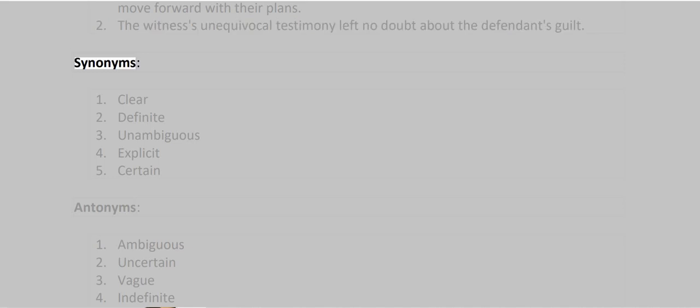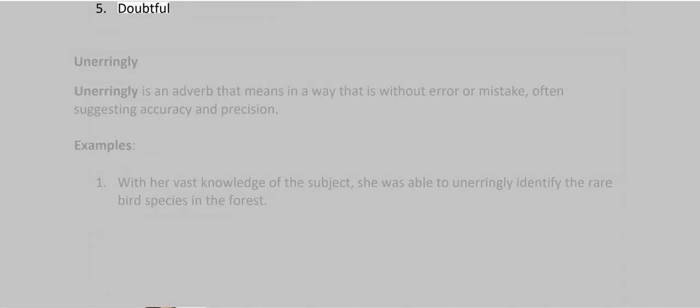Synonyms. 1. Clear. 2. Definite. 3. Unambiguous. 4. Explicit. 5. Certain. Antonyms. 1. Ambiguous. 2. Uncertain. 3. Vague. 4. Indefinite. 5. Doubtful.